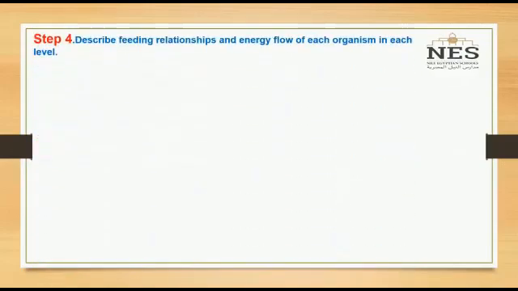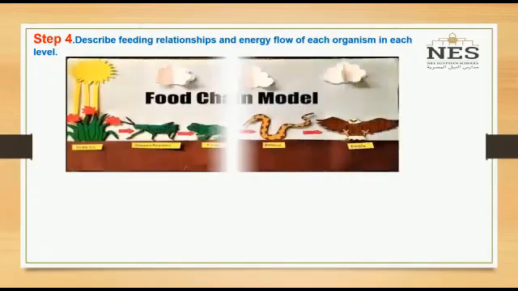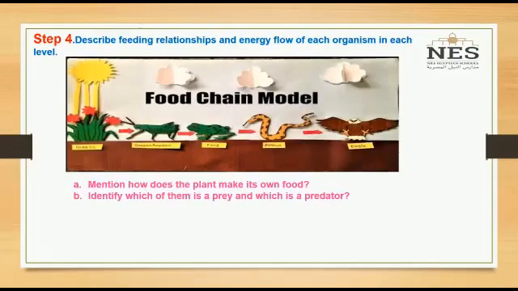Step 4. Describe feeding relationships and energy flow of each organism in each level. Here, you have to mention how does a plant make its own food depending on photosynthesis process, and also you have to identify which of them is a prey and which is a predator.